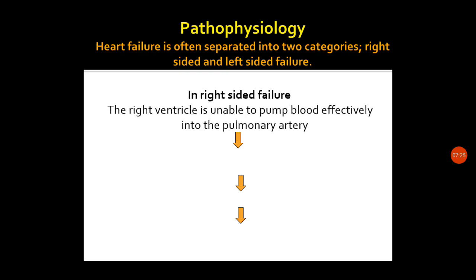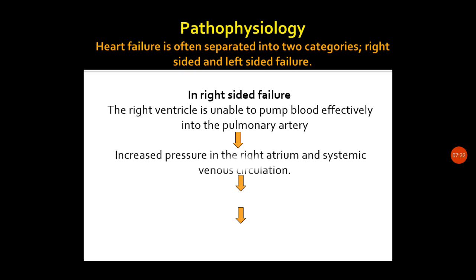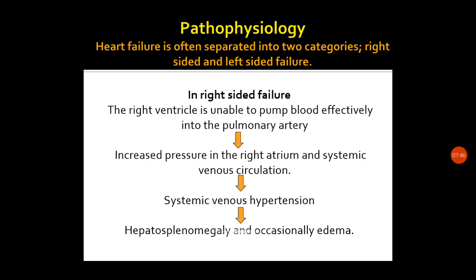So in right-sided failure, what happens is the right ventricle is unable to pump blood effectively into the pulmonary artery. So there is increased pressure in the right atrium, right ventricle, and systemic venous circulation. These are the problems in right-sided failure: systemic venous hypertension will be there, and the person will have hepatosplenomegaly and occasionally edema. Theoretically we talk about right-sided failure and left-sided failure separately.